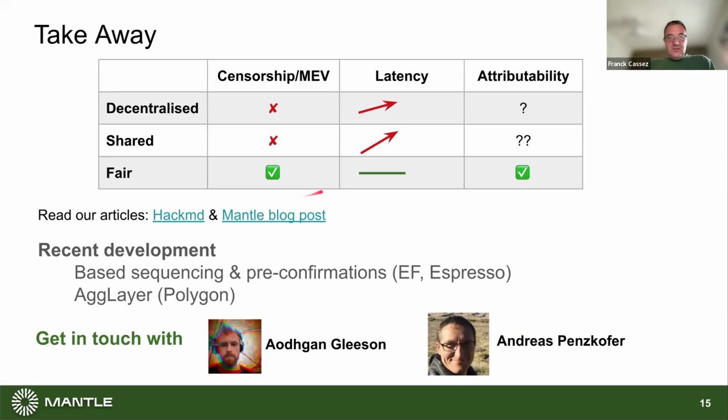We haven't implemented it. We have a prototype in a simulator, but there's now some traction on based sequencing and pre-confirmation, so it seems to be the way things are going. There's also another approach by Polygon on an aggregation layer. We're not thinking that this design will make it through to the layers, but maybe some ideas of this design will find some applications in the current discussions about based sequencing and pre-confirmations.